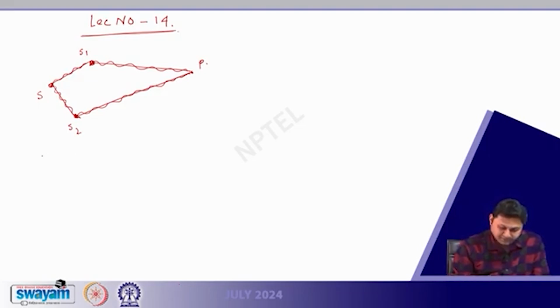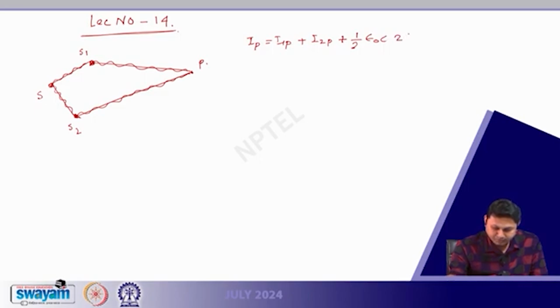In order to calculate that, let me write down that the intensity at the point P is the intensity due to the wave coming from source S1, the intensity for the source S2, and their interference term, half of epsilon naught C, and then 2 times the real part of E1 and E2 star. That was the interference term.